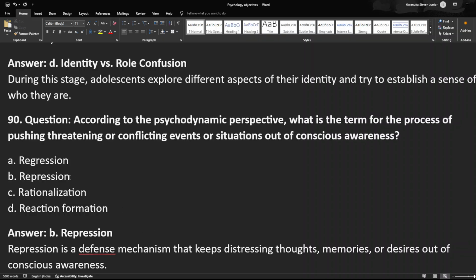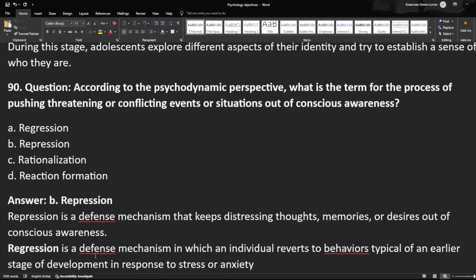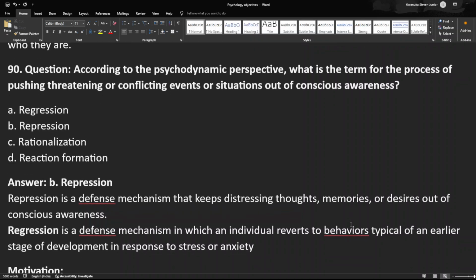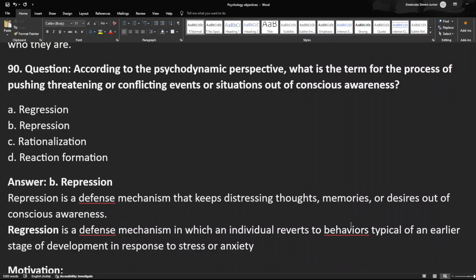I try to put it as how repression differs from regression. Repression is a defense mechanism that pushes away all those memories so that you keep positive, while regression is a defense mechanism in which individuals revert to behavior typical of an earlier stage of development in response to stress or anxiety.